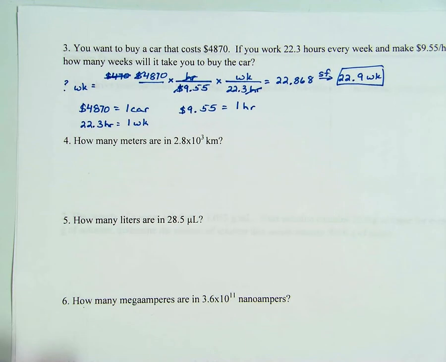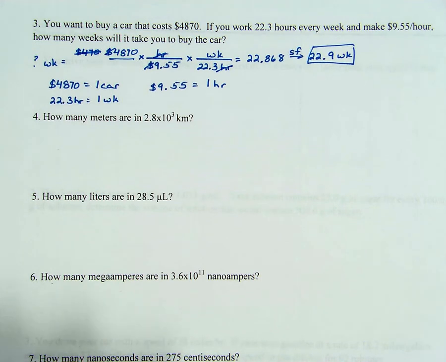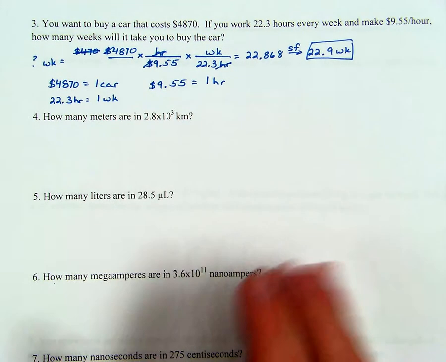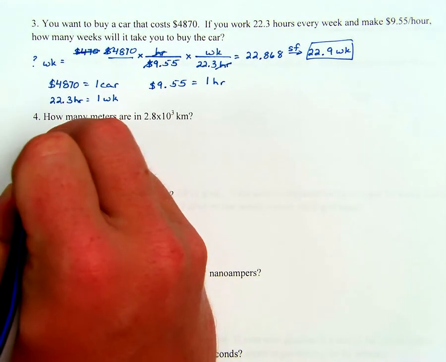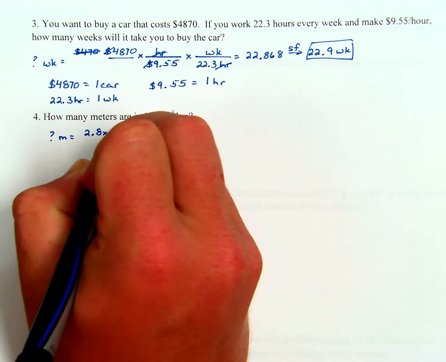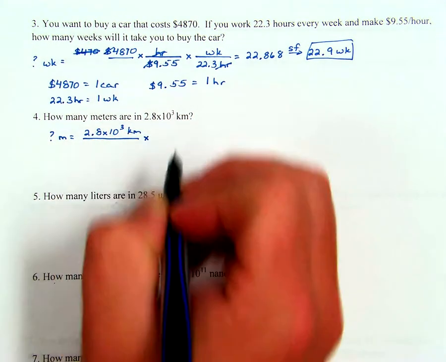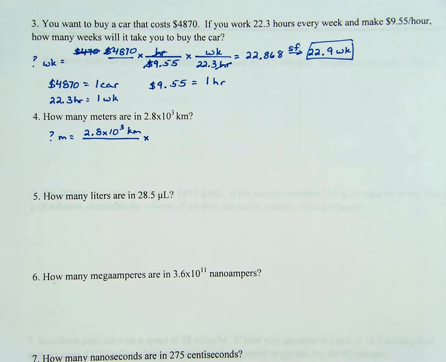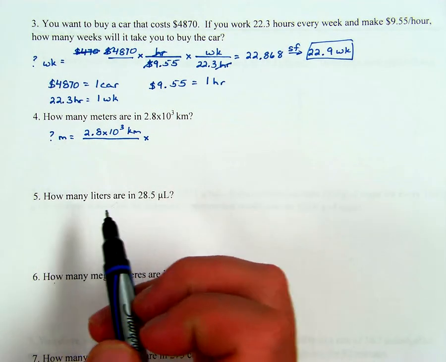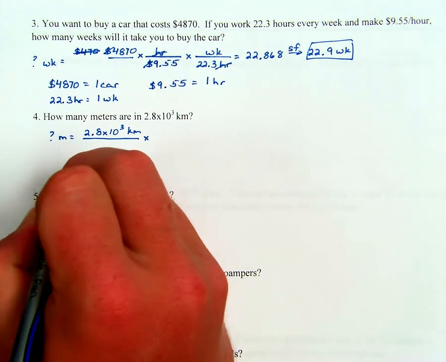All right, these next 4 here all deal with converting with SI prefixes, and we'll look at an easy way to do that. So the first question we have, how many meters are in 2.8 times 10 to the third kilometers? So question mark meters equals 2.8 times 10 to the third kilometers. Anytime we convert with SI prefixes, where the only thing that changes is the prefix, or we go from prefix to meters, which doesn't have a prefix, we can always do this in one conversion factor. And here's how we can do that.